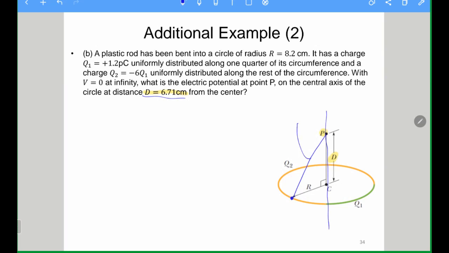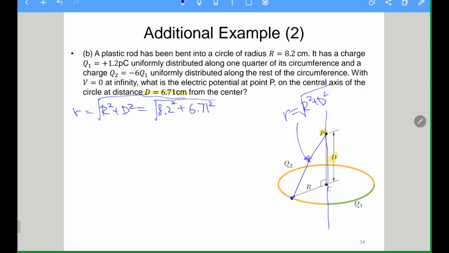So here you can regard small r as the square root of R squared plus d squared, according to the Pythagorean theorem. Okay, so here r equals R squared plus d squared, and then take the square root. So it is 8.2 squared plus 6.71 squared.